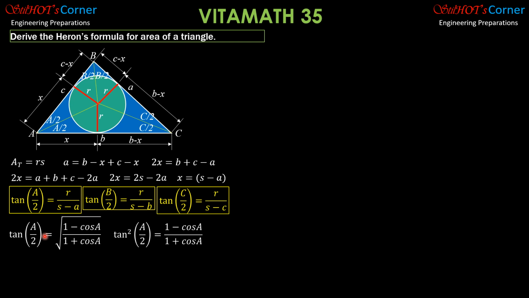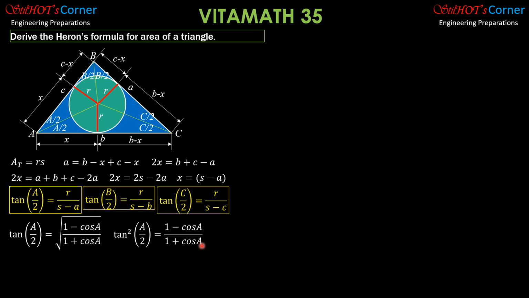Or tangent of A over 2 is sine of A over 2 over cosine of A over 2, where sine of A over 2 is square root of 1 minus cosine of A all over 2, and cosine of angle A over 2 is square root of 1 plus cosine A all over 2. So that's why tangent of angle A over 2 is square root of quantity 1 minus cosine of A over 1 plus cosine of A. So squaring, this would be the result.